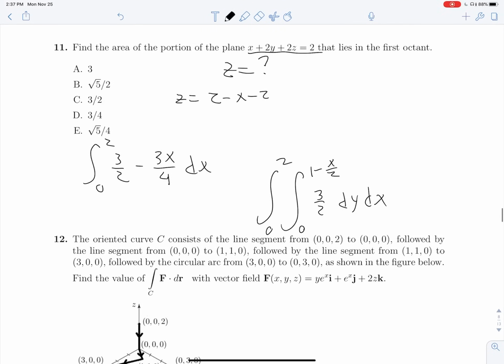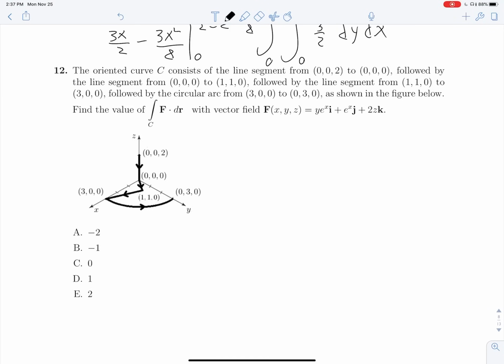That will be 3x over 2 minus 3x squared over 8 on 0 to 2, which will give us 6 over 2 minus 12 over 8. And let's figure that out. This is going to be 3 minus 3 over 2, which will just give us 3 over 2.